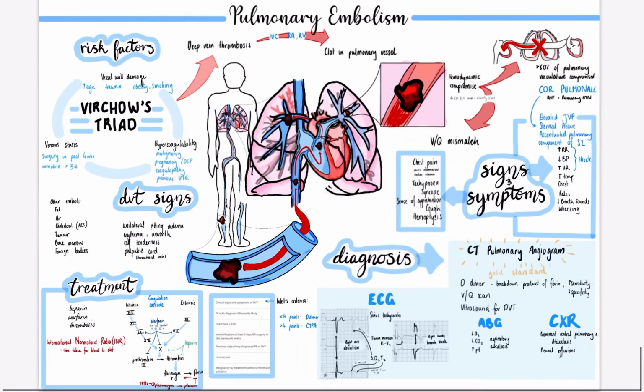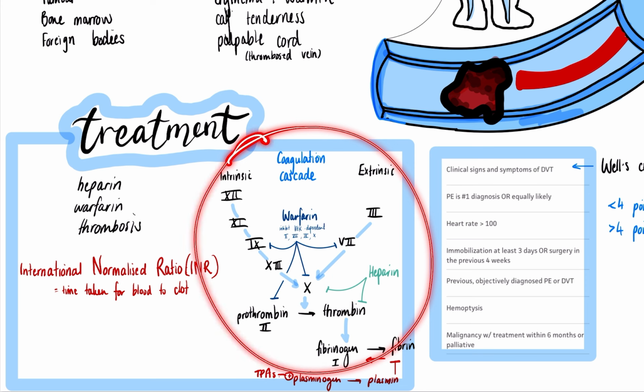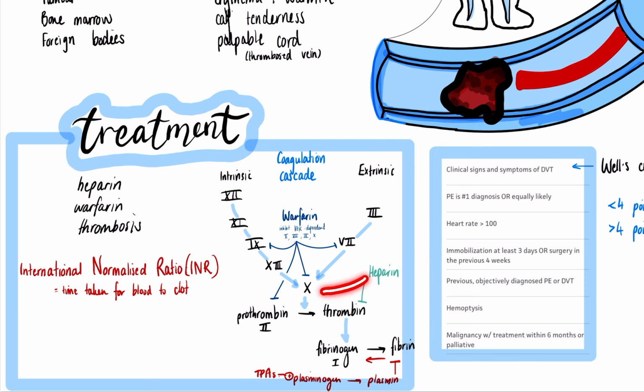Okay, so finally, treatment-wise, the mainstay of treatment is basically anticoagulation, and so you do initial anticoagulation using low molecular weight heparin, and heparin works pretty immediately. I'm not going to go through the entire coagulation cascade because it's here. But you can see that heparin works by inhibiting factor X and thrombin, which are pretty low down in the cascade, so they're going to prevent the formation of fibrin pretty quickly.